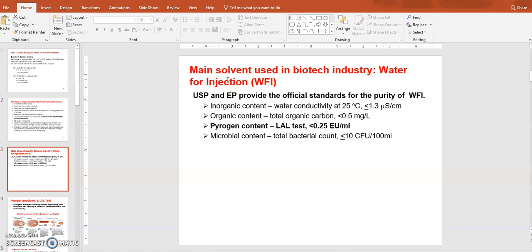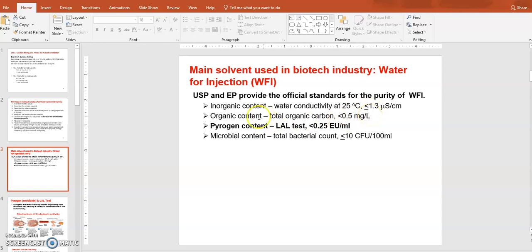Okay, so then what kind of purity is that? So according to U.S. Pharmacopoeia or EP, European Pharmacopoeia, your water should be so pure, it will have very minimum amount of contaminants or any foreign substances. Inorganic content, any inorganic material, there should be very little bit of that. So when you measure the conductivity of your water, that will be very low. So 1.3 microsiemens per centimeter. That is a very low reading. And then organic content, any organic compounds that can be present in your water, again, that should be very little. Less than 0.5 milligram per every liter of your water.